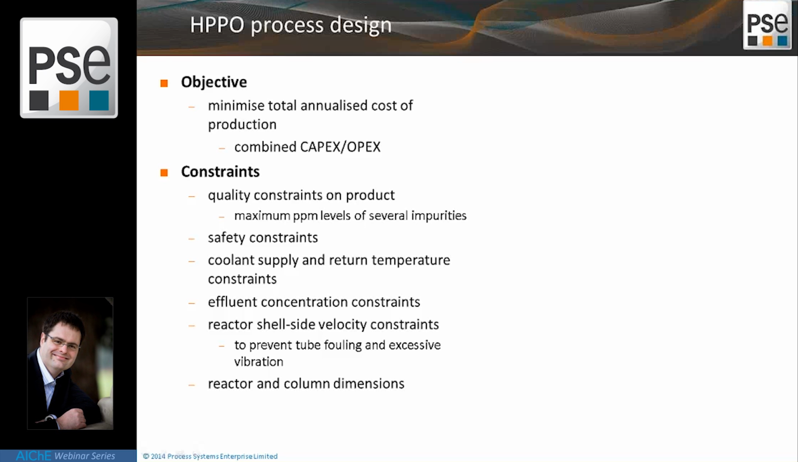On the one side, to prevent the tube from fouling, the velocity had to be high enough, and on the other side, to avoid excessive vibrations, it had to be lower than a certain limit. And finally, on the reactor and column dimensions, you can think of it this way: if the plant is located at a location where the reactor has to be transported and it has to go underneath a certain bridge, then obviously that limits your reactor size.